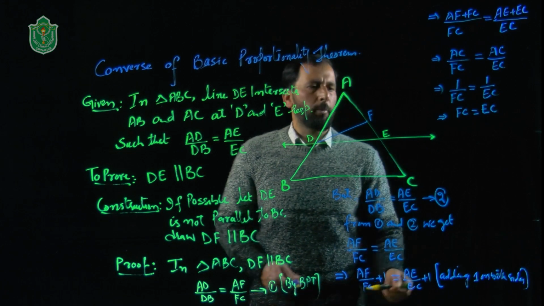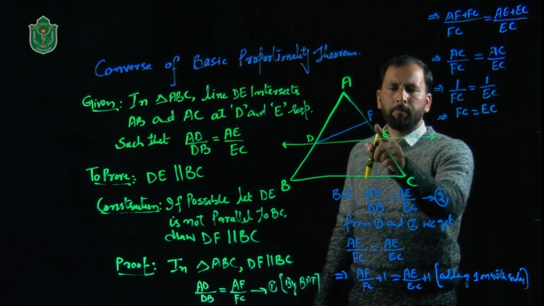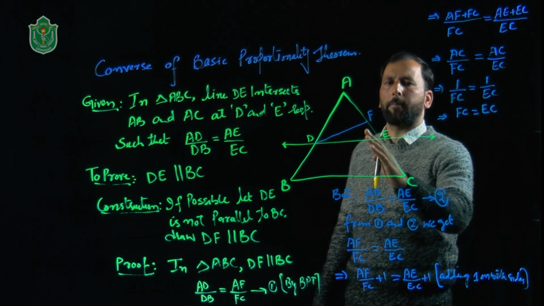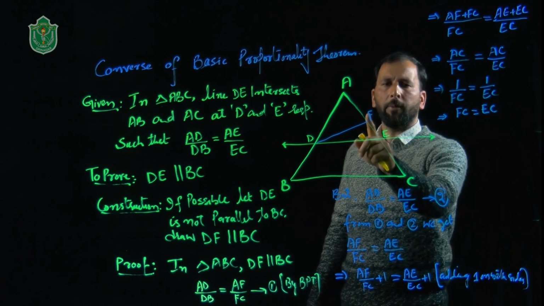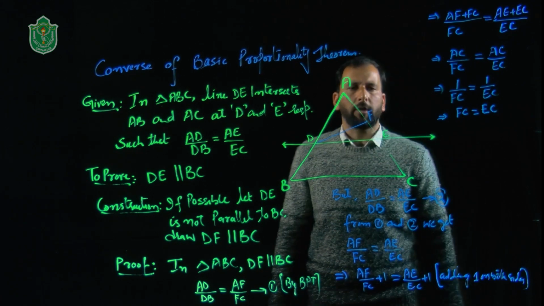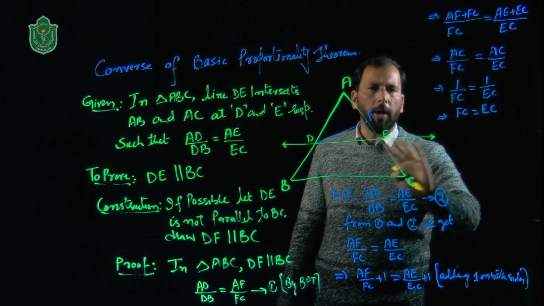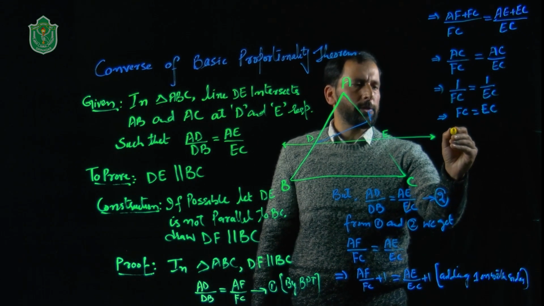Is it geometrically possible that this FC is equivalent to EC? Is it geometrically possible here? No, it is possible only when point F coincides with point E. So here we can write FC is equal to EC is not possible. So this is possible only.